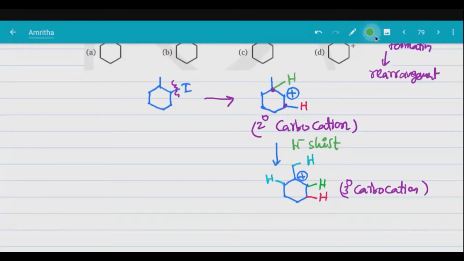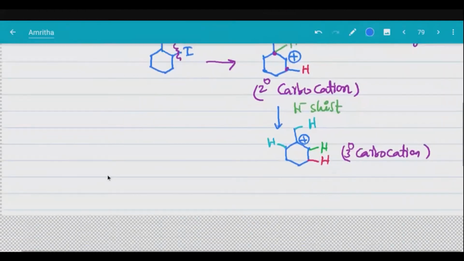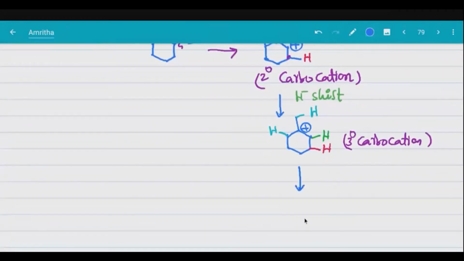So the next step is this. This has a plus charge, and water will give an electron pair.